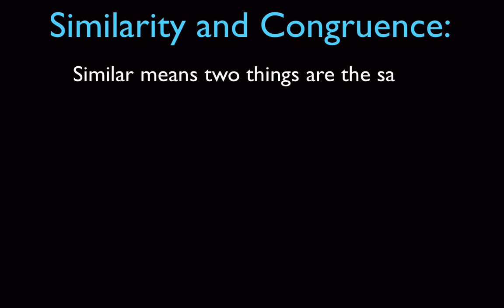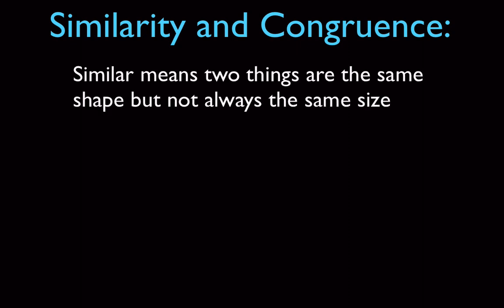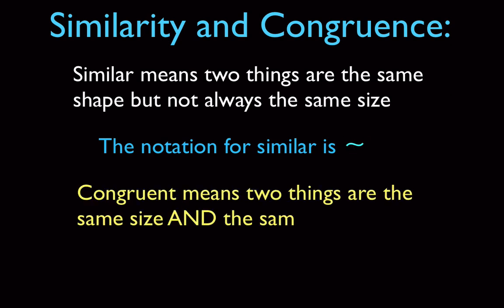Okay, so we're going to talk a little bit about similarity and congruence. Similar means two things are the same shape, but not always the same size. This is important. Congruent, however, means something different. The notation we use for similar is sort of this squiggly line. It's not even squiggly, it's a little bit of a wavy line. That means similar. Congruent means two things are the same size, and also they are the same shape.